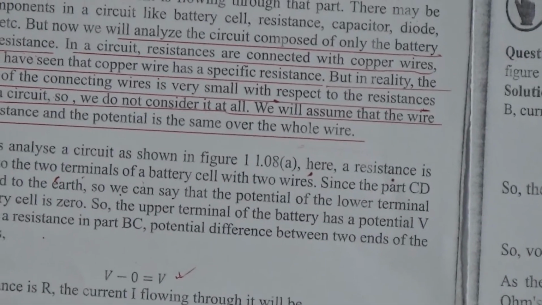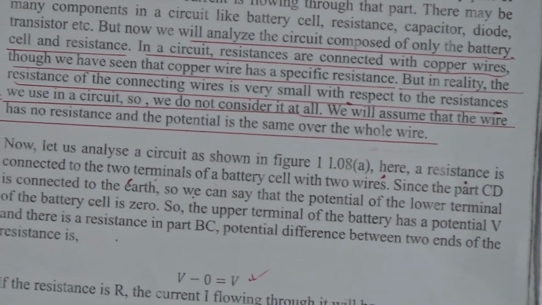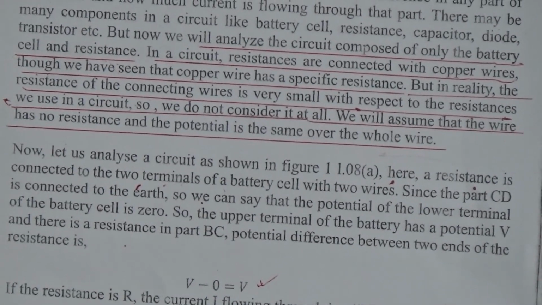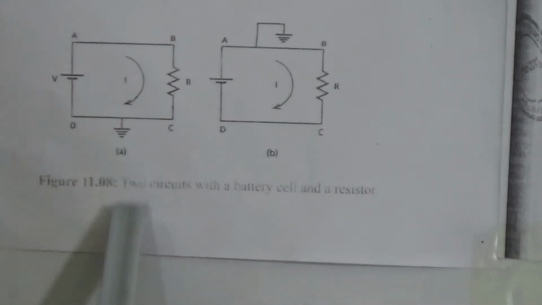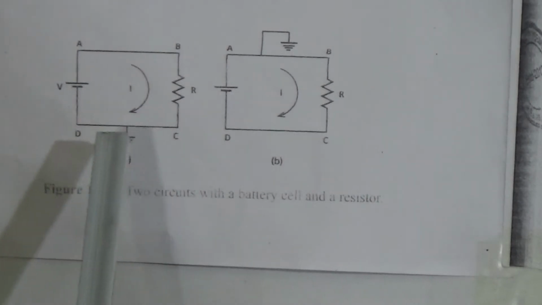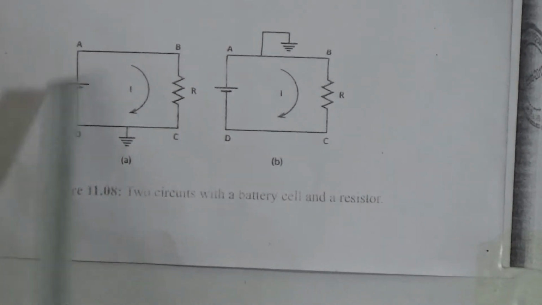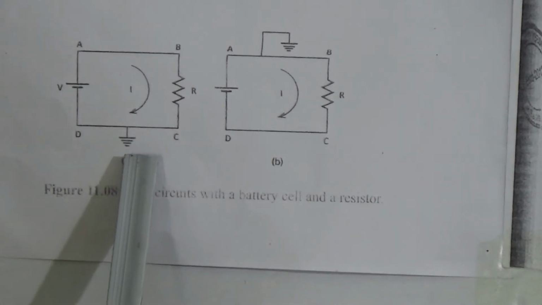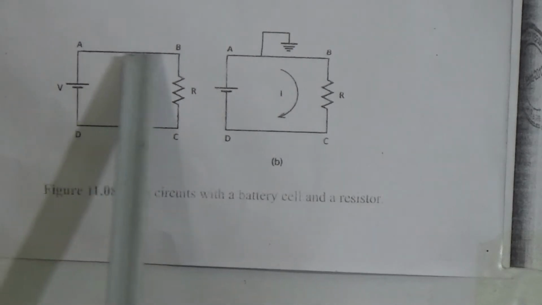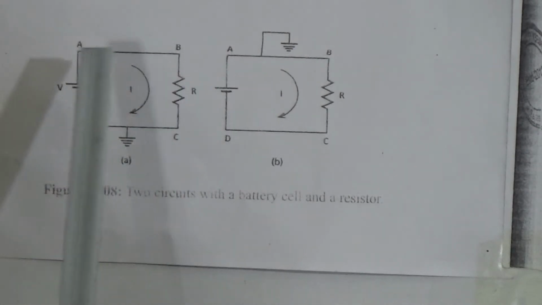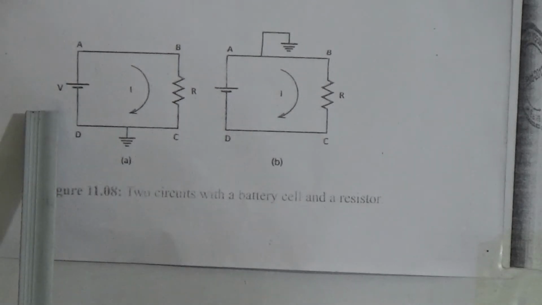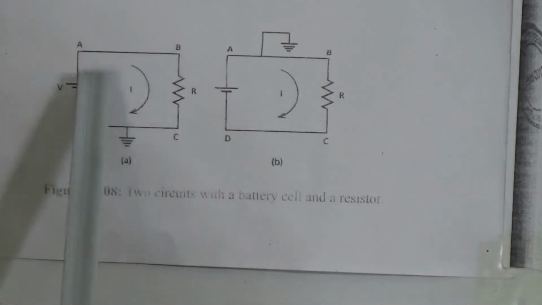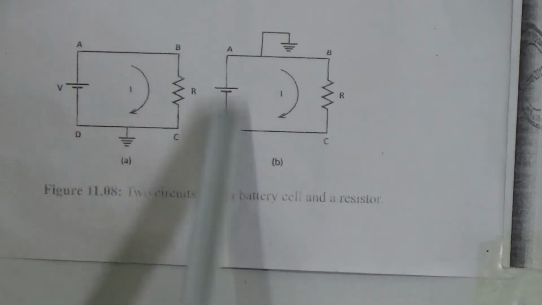Here the resistance is connected to the two terminals of the battery cell with two wires. Since the part CD is connected to the earth, we can say the potential of the lower terminal of the battery cell is 0. So the upper terminal of the battery has potential V, and there is a resistance in part BC.